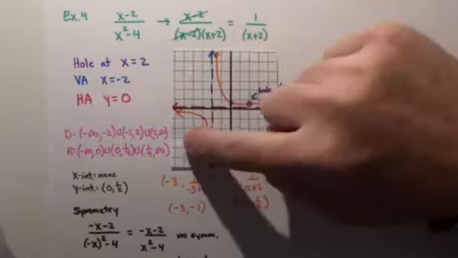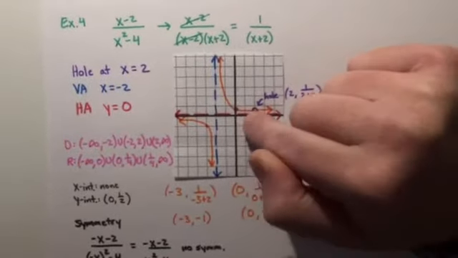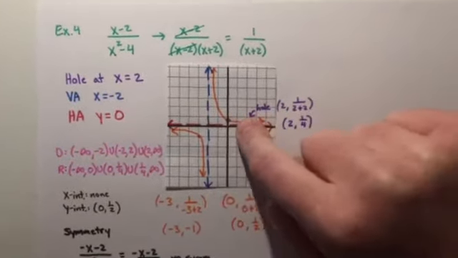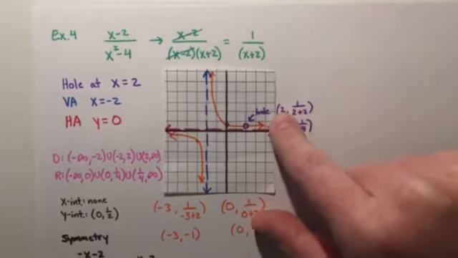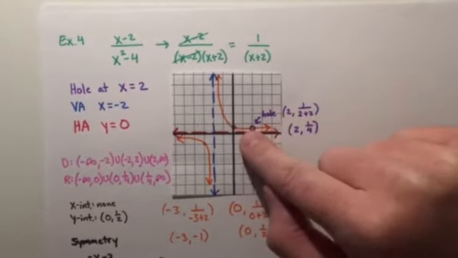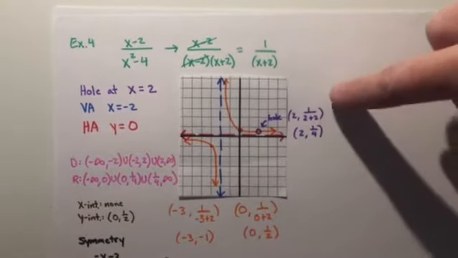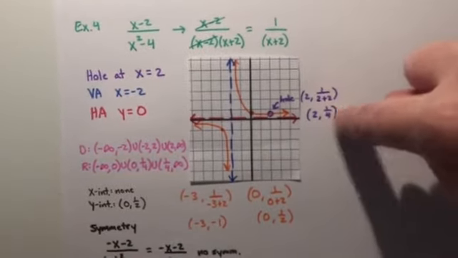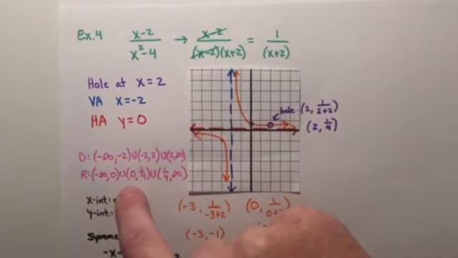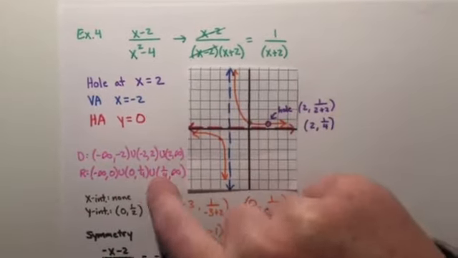So after we put our branches in place, we put the hole at x equals 2. And then you want to go ahead and figure out what the y value would be if your hole is at x equals 2. So you just plug 2 into your simplified form, and you get 1/4. That'll help us when we write the domain and the range, because your hole affects both of those.